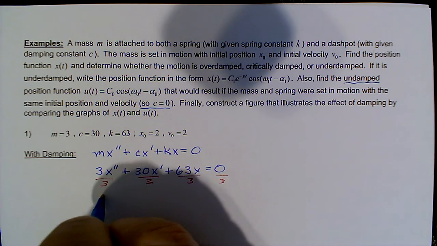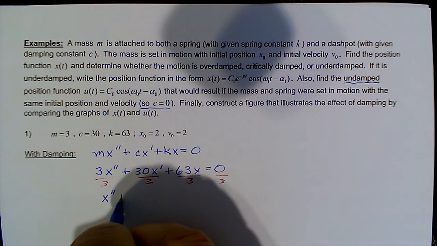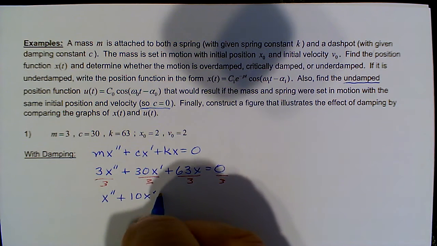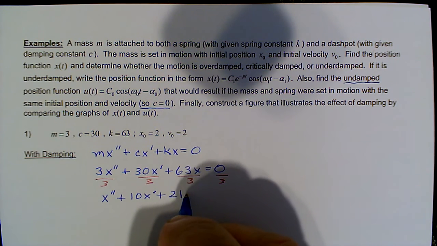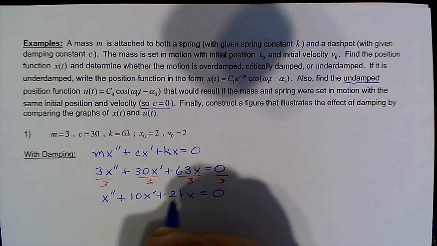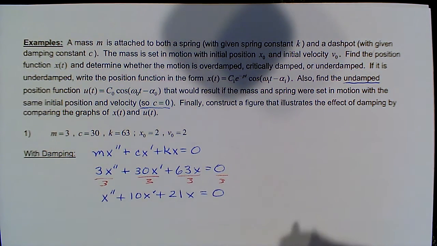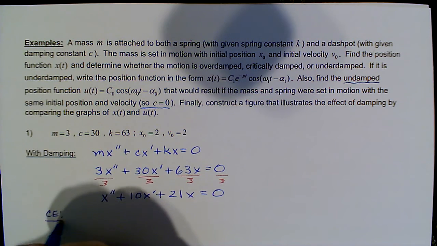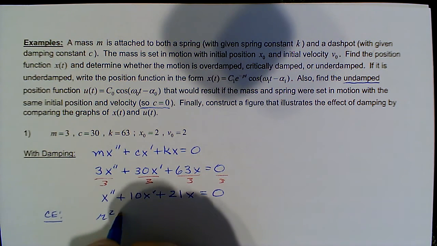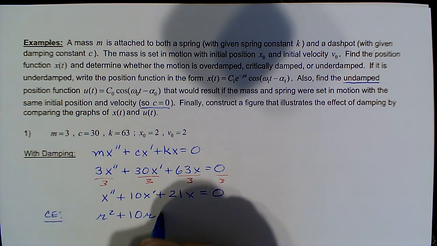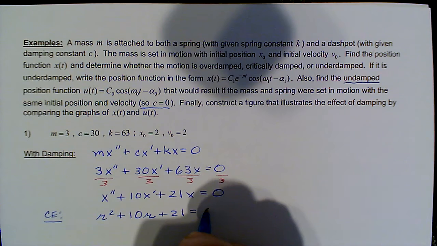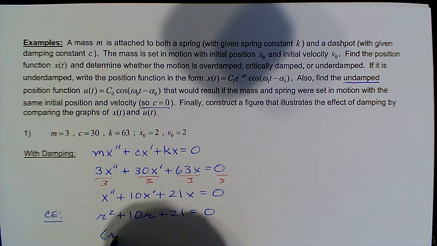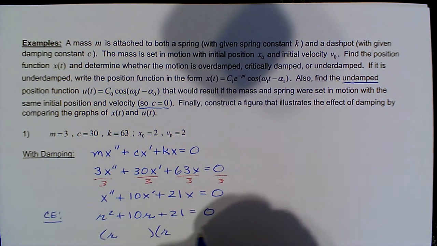And we have x double prime plus 10x prime plus 21x is equal to 0. Remember, x is a function of t. That's what we're looking for, x of t. And so, as normal, we'll just get the characteristic equation, and that would be r squared plus 10r plus 21 is 0.